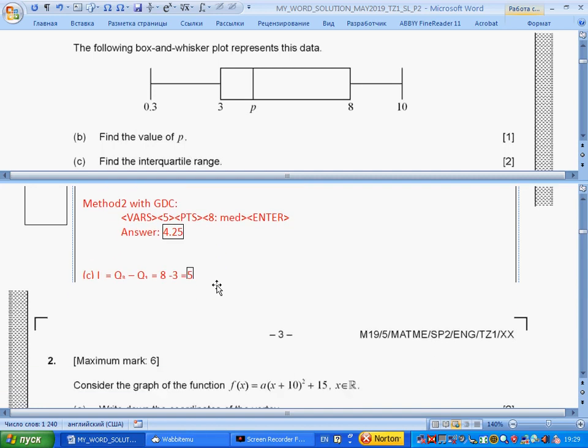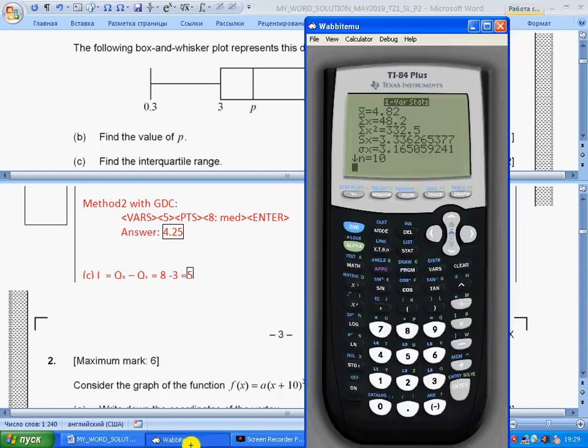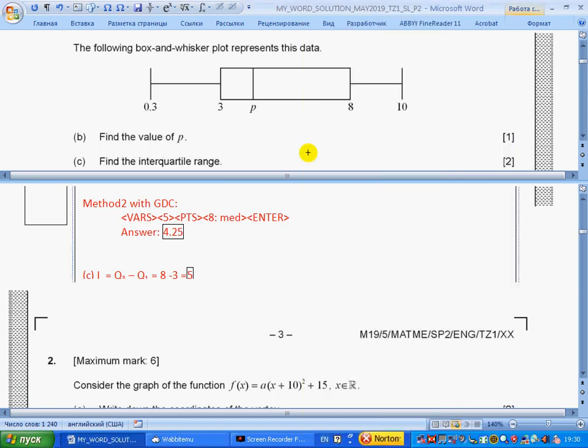Method 2 is with the graphing calculator. So we press Var. Here we choose Statistics 5. We go to PTS, and in PTS we choose Median 8. So PTS, then 8. And we get the same value, 4.25. To get the interquartile range, we find the difference between Q1 and Q3, and it is 5. So this question is done.